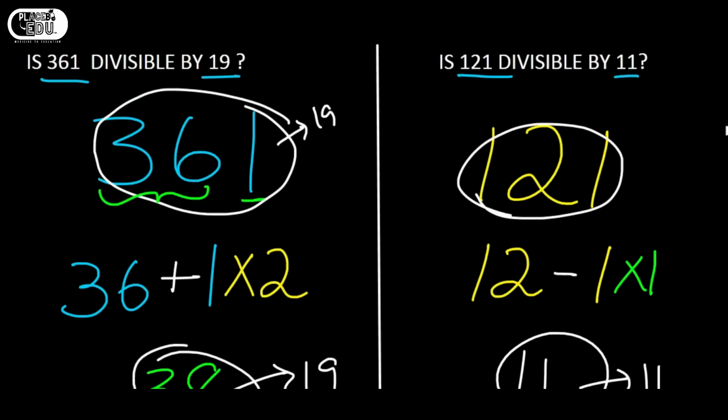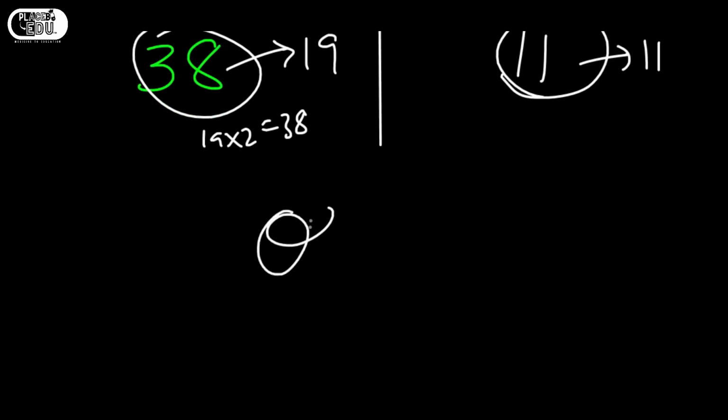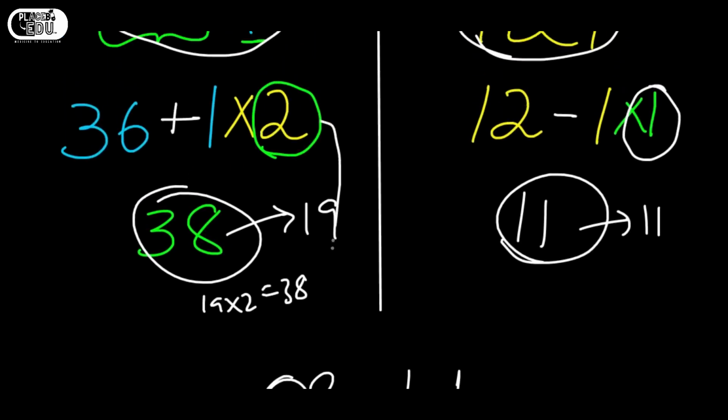Is that clear? Now I will come to the generalized form of this divisibility rule. If you observe carefully, here I multiplied with 2, but here I multiplied with 1. So the number which is multiplied to the last digit is known as the oscillator. I think it's a new term which you are hearing for the first time. So I will be giving the types of oscillators and then we are going to discuss every divisibility rule of prime numbers. So 2 is the oscillator here and 1 is the oscillator here.